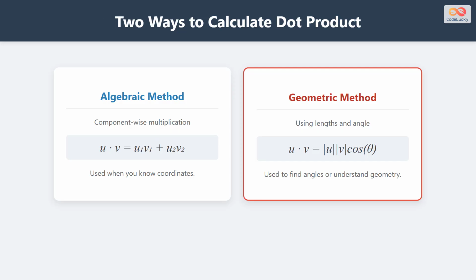First is the algebraic method, where you multiply corresponding components and add them up. This is great when you have coordinates, but today we are focusing on the geometric method, shown in red. This method uses the lengths of the vectors and the cosine of the angle between them.